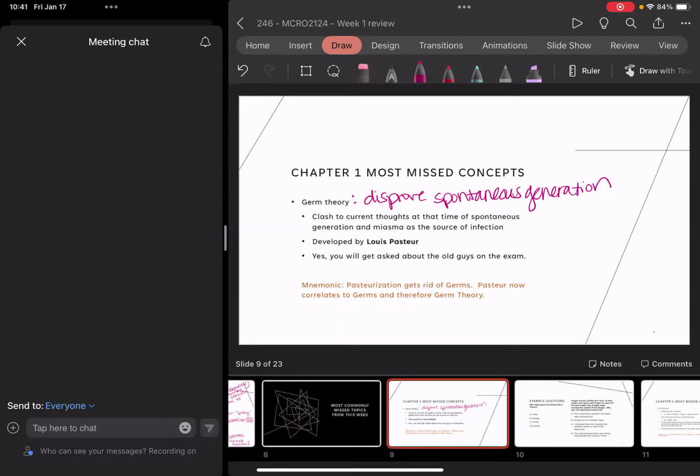Yes, you're going to have a question on the exam about him, okay? So that's why it's the most commonly missed one, because it's actually on the exam in the past. All right, so Pasteur is the one that came up with that. Pasteurization, like we do to our milk, it gets rid of germs. So if you can remember that pasteurization gets rid of germs, maybe it'll remind you that Pasteur, who pasteurization is named after, is the one who came up with germ theory.